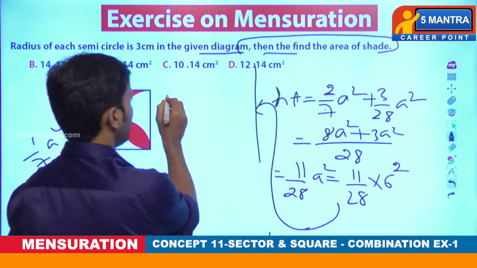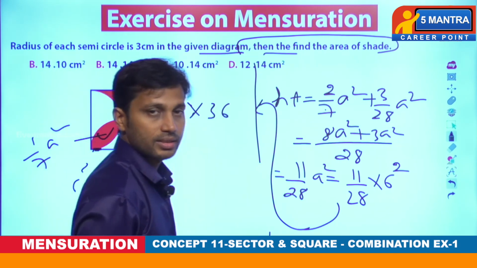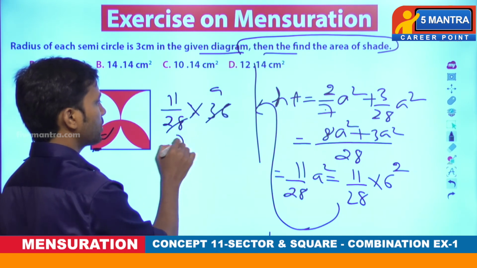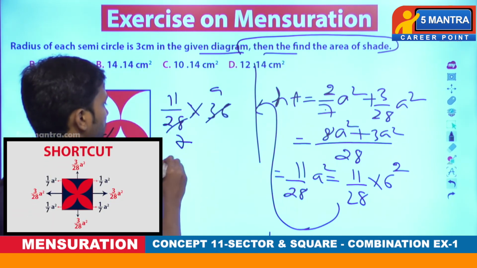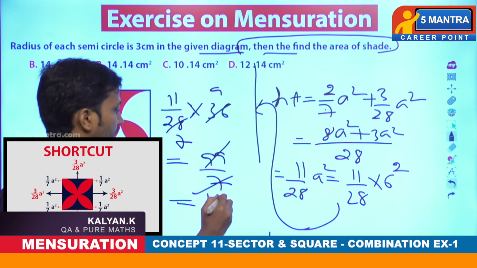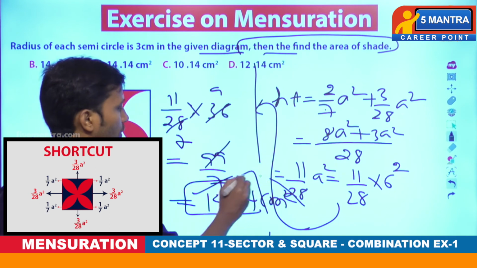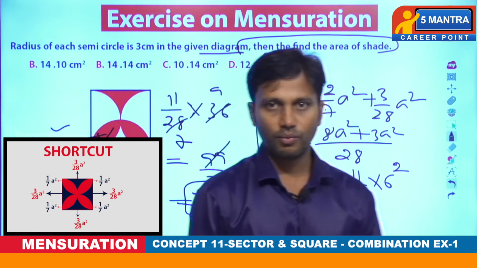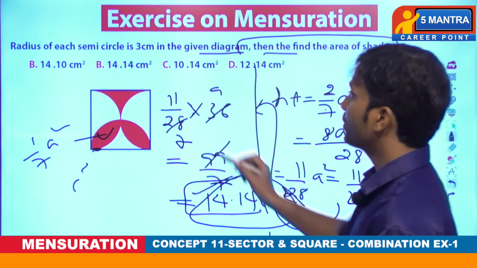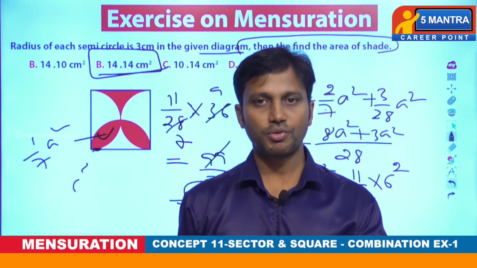Now look at this. This is 11 by 28 into 6 square, that would be 396. Now can we cut this with 4 or not? 4 9s are 36 and 4 7s are 28. And now this is how much? 99 by 7. On further dividing, 14.14. That means what is your final answer for the shaded region? 14.14 centimeter square. What is your final answer? 14.14 centimeter square, which is a given option. So the option given as B is the correct answer for the given question.